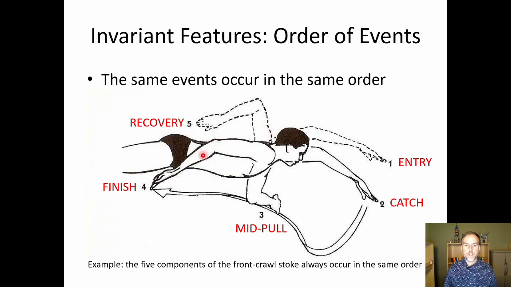Now let's think of another example. Let's say you start swimming faster and all of a sudden maybe the catch phase disappears, or there's a new phase that appears. If the order of events changes, then it would be different generalized motor programs. We'll come back to swimming again later.